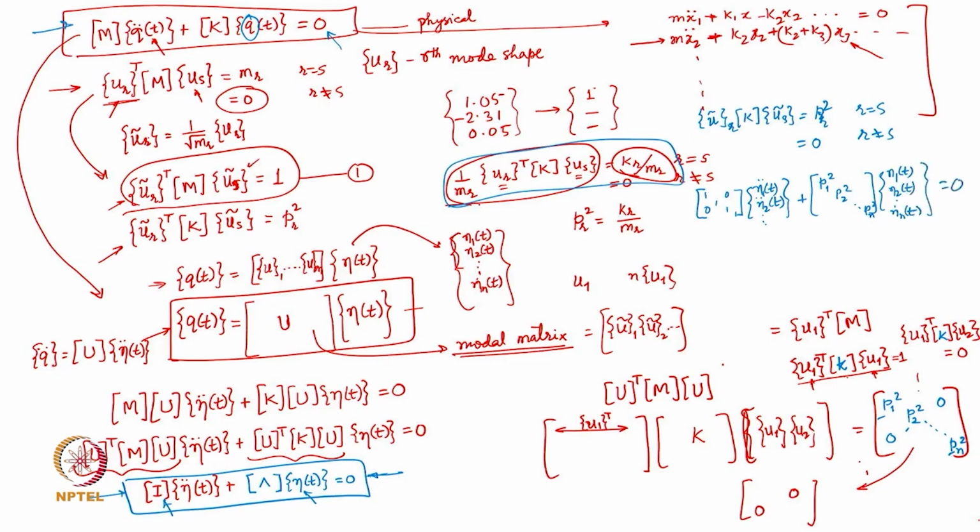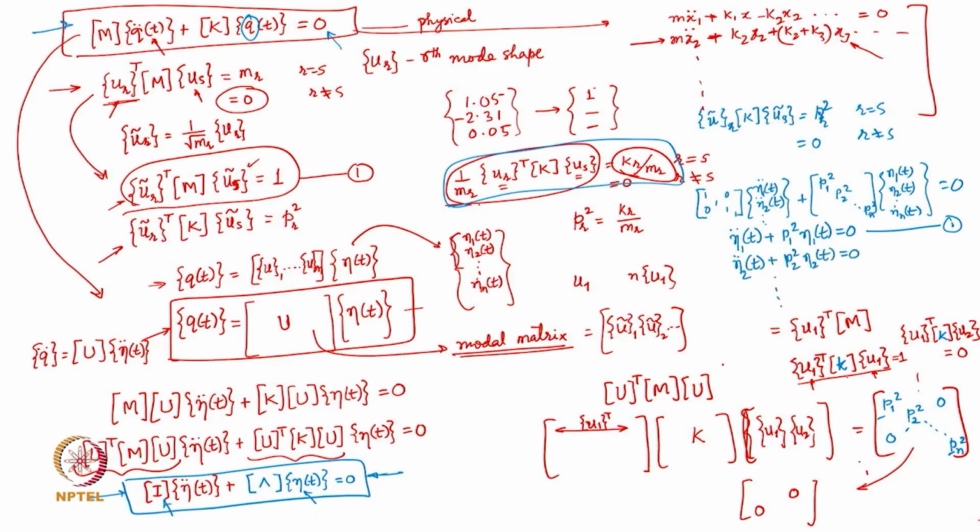equal to 0. Now, if you take each of these equations, just take the first row, what do you get? Eta 1 double dot t plus p1 square eta 1 t equal to 0. This is going to be your first equation if you take only the first row. The second row will give you what? Eta 2 double dot t plus p2 square eta 2 t equal to 0, and so on.